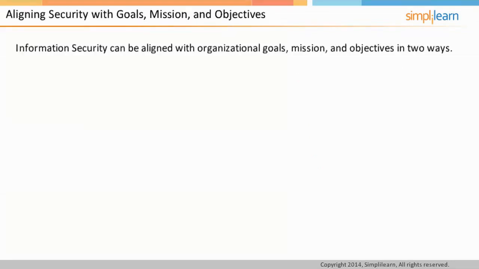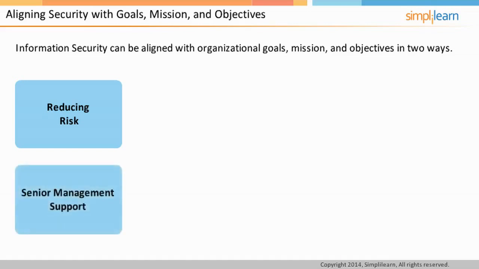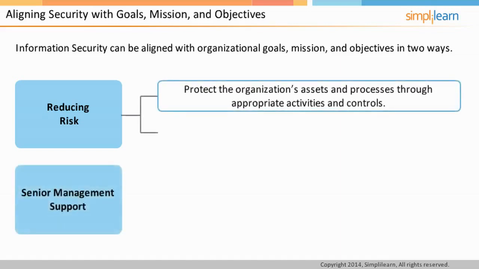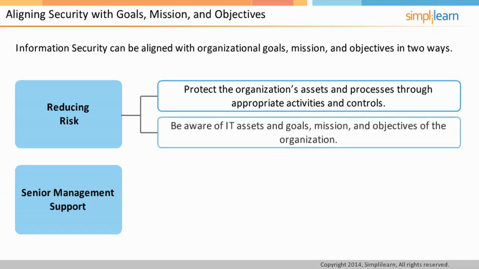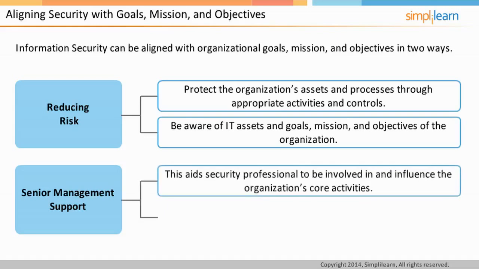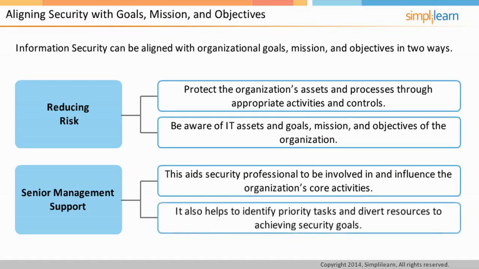Information security can be aligned with organizational goals, mission, and objectives by reducing the risk posed by information security threats and with senior management support. As a security professional in an organization, you will be directly responsible for minimizing and managing risk through appropriate activities and controls. You must have a thorough knowledge of the organization's IT assets as well as its goals, mission, and objectives. Influencing an organization's core activities requires the support of senior management. This support comes in the form of priorities and resources that permit security professionals to be closely involved with key activities.